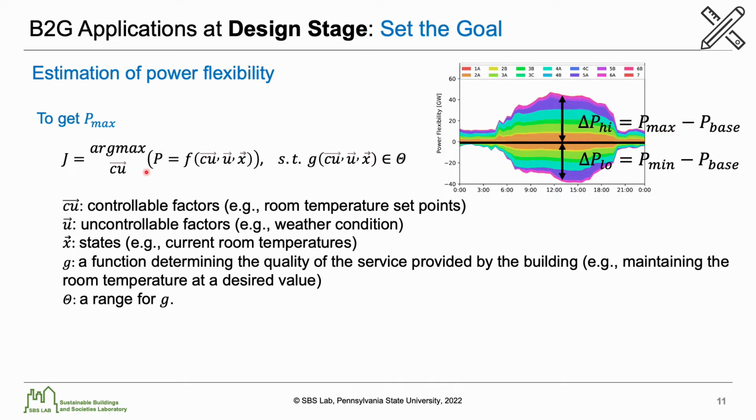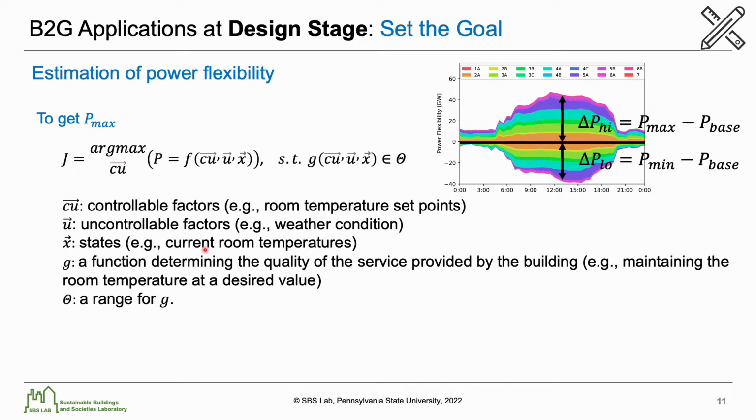Here, we can treat it as an optimization problem. So the power P is a function of three inputs. The first is Cu, which is the controllable factor, such as room temperature set points. Then U here is the uncontrollable factors, such as weather conditions, and X here is the state of the system, for example, the current room temperature.